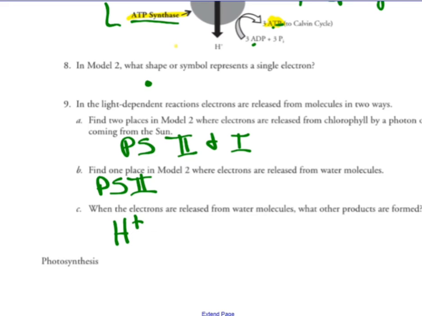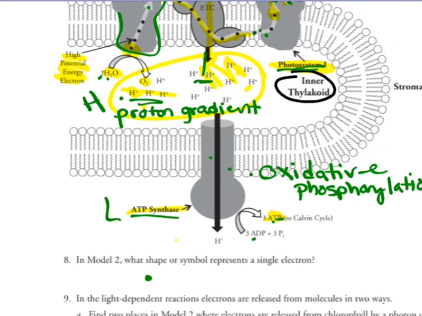Hydrogen and what else? And oxygen. Wait, where does the oxygen go in? Out of the cell. That's a good question. Eventually, it makes its way out of the cell. Remember, do you guys remember that CO2 and oxygen can readily diffuse across membranes? Because it's so small, it just diffuses right out of the chloroplast eventually, and then it's released from the cell.